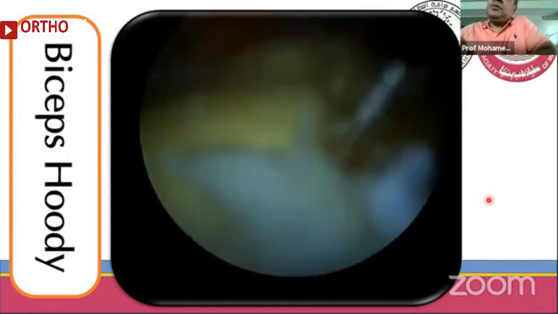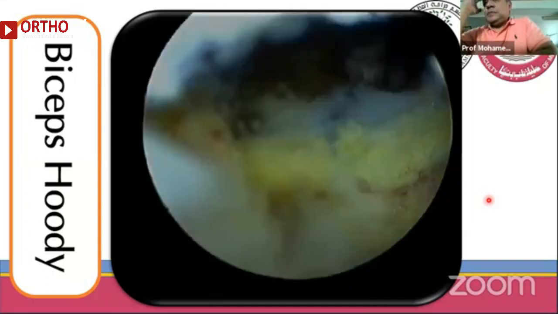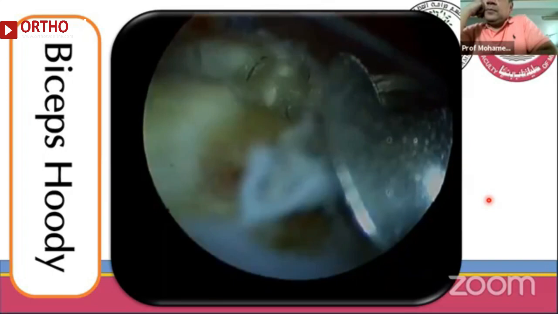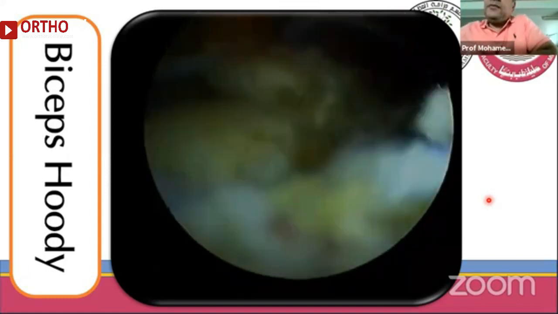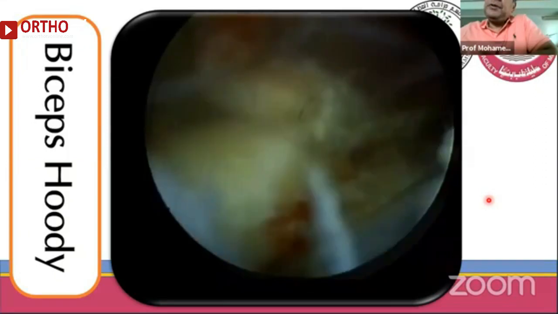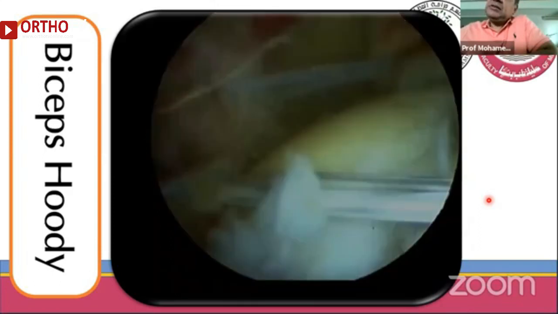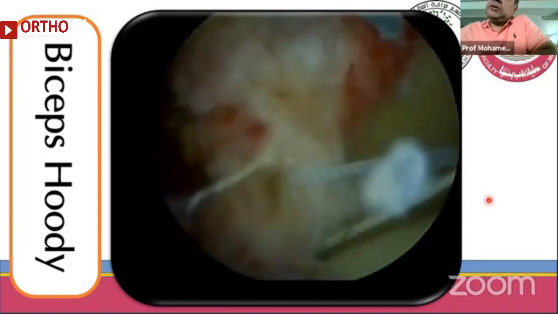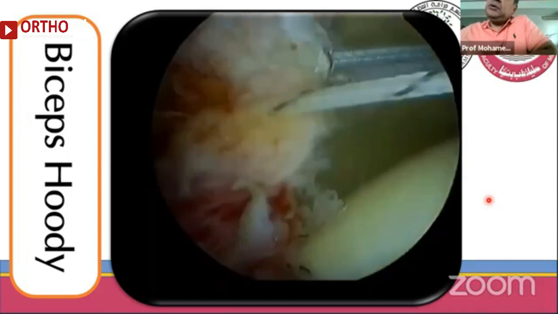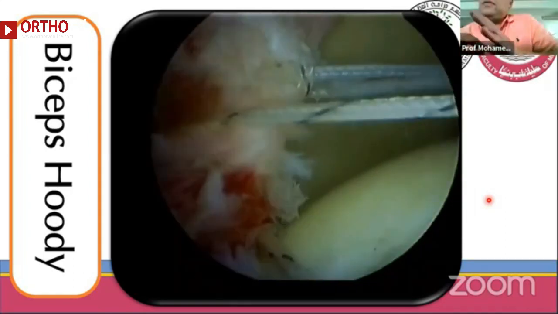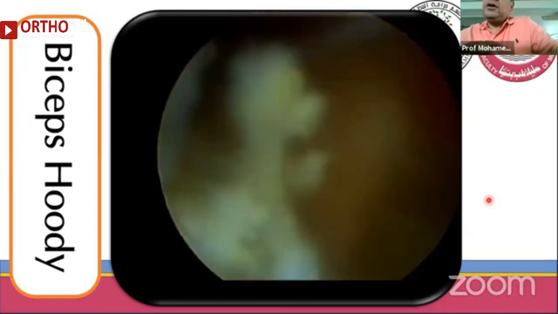I put another anchor. Again, a 4.5 corkscrew anchor, double loaded. And I passed the suture into the upper border of the left infraspinatus. One suture passed into the infraspinatus directly, and the other one was used to approach the infraspinatus and suture it to the long head of biceps as a kind of partial repair.